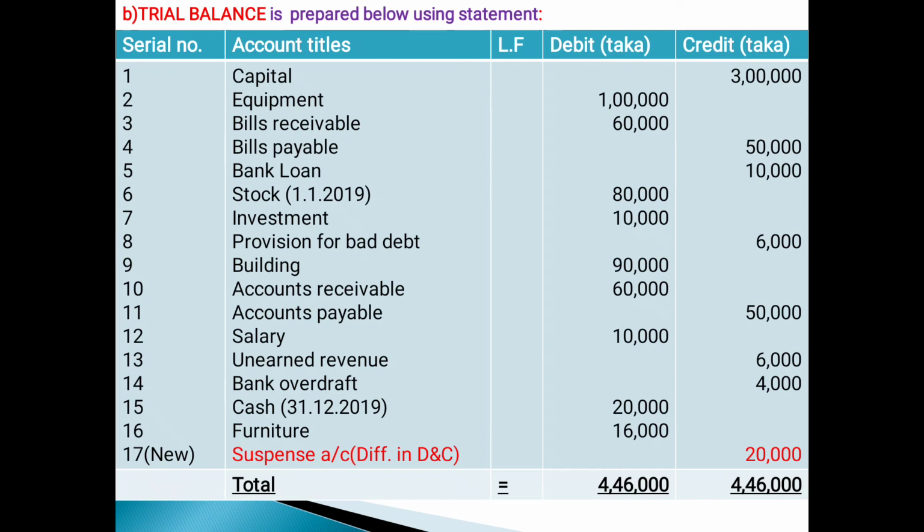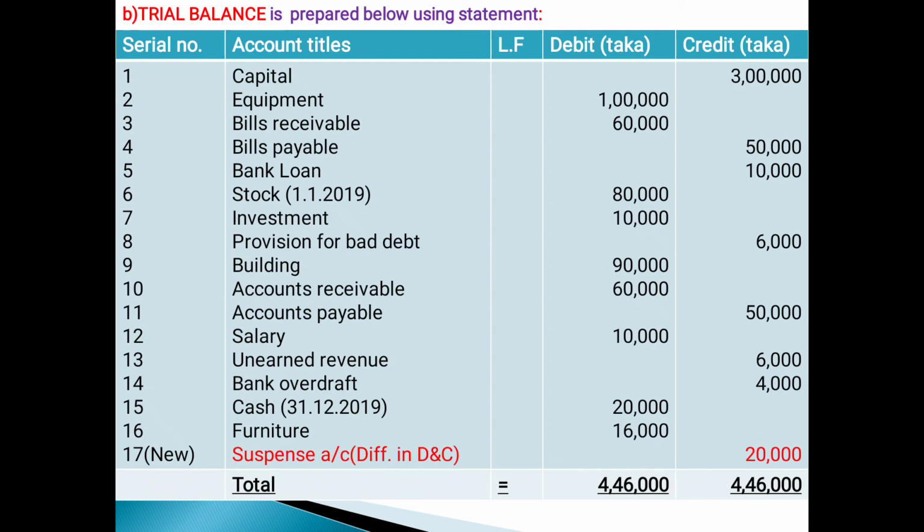at that moment, you have to open a new account for the missing amount. That is the suspense account. You can write a new account, serial number 17, suspense account, difference in debit and credit. Taka 20,000 is credited for equalizing debit and credit. Testing the arithmetical accuracy of accounts means the trial balance. So you have to equalize both sides, that is the debit and credit side.